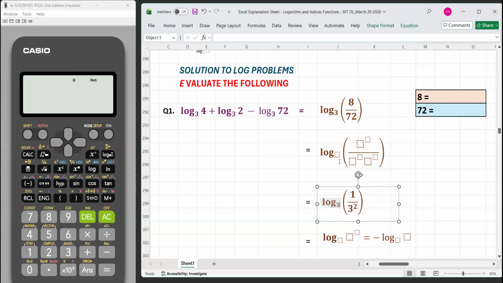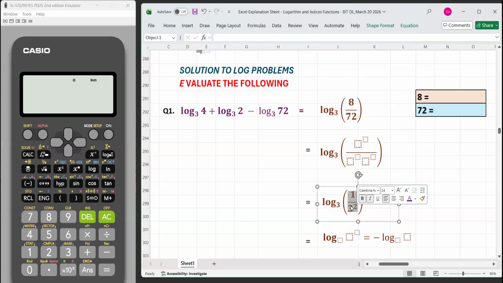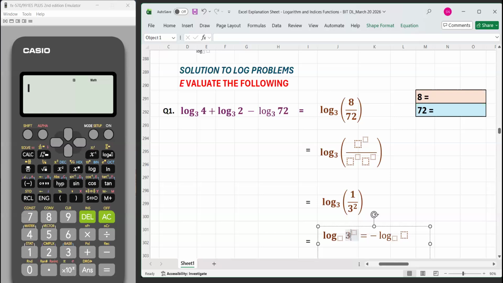There's a reason why I'm writing it as 3 squared, because the base is 3. Whatever you do to 8 over 72, it gives you 1 over 9, and that 1 over 9 can be written as 1 over 3 squared. Now let's change 1 over 3 squared to 3 raised to the power something. 3 raised to the power what? Negative 2. Thank you. So 3 raised to the power negative 2, base 3.